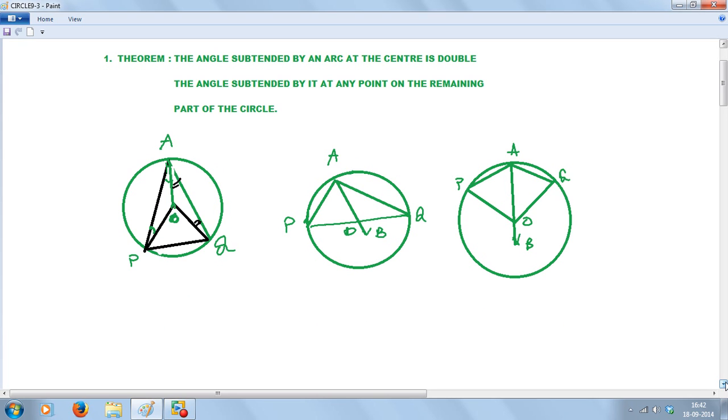Chords. So instead of arc, we will take it as chord, whether it's arc or chord. By the theorem, what it says is, the angle subtended by an arc at the center is double the angle subtended by it at any point on the remaining part of the circle.